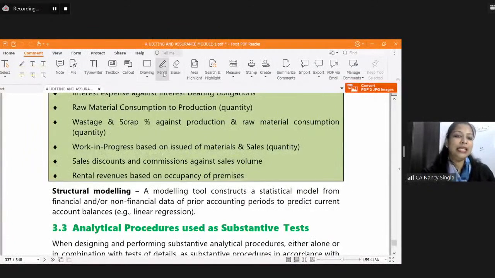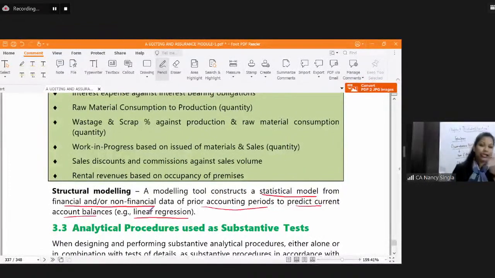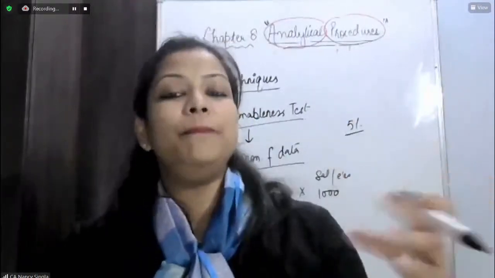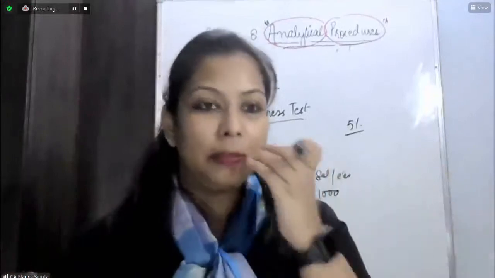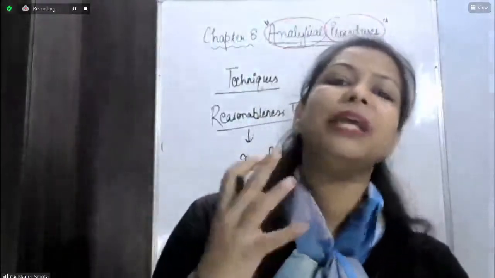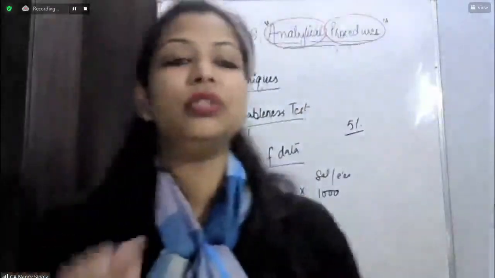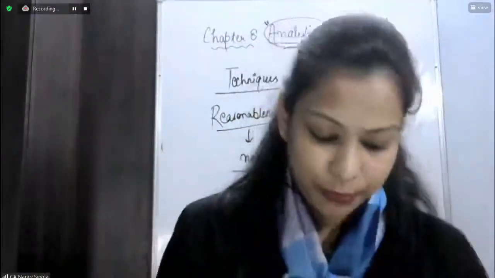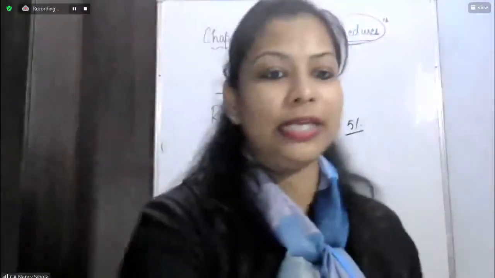So what is structural modeling? See, these are basically the statistical models which use the financial and non-financial information for the prior accounting periods to predict the current accounting balances. Example, your linear regression. So basically, the auditor may use certain statistical models. He may apply certain formulas whereby he is considering the change in one variable, the dependent variable, on account of change in the other variable. You need not do it in detail, just have an understanding that these are the typical complex calculations, the statistical models that the auditor uses, and he uses the financial and non-financial information, and here he compares the current year's data with respect to the prior period. So this is clear so far.